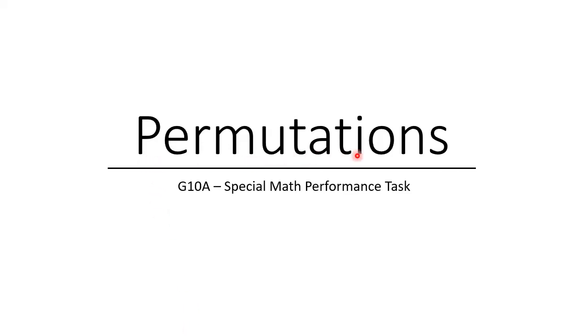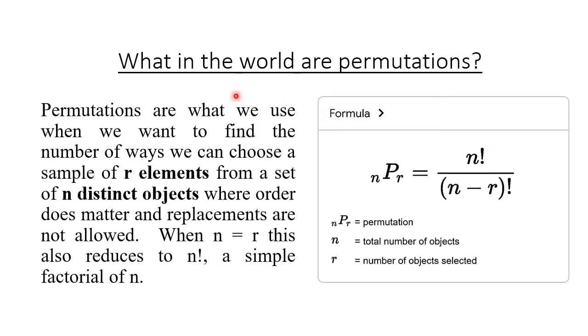What are permutations, you asked? Okay, let's get started. What in the world are permutations? Permutations are what we use when we want to find the number of ways we can choose a sample of r elements from a set of n distinct objects, where order does matter and the replacements are not allowed.